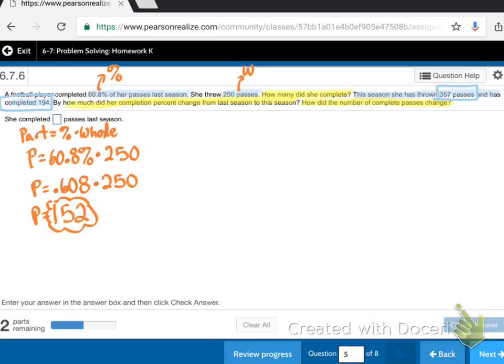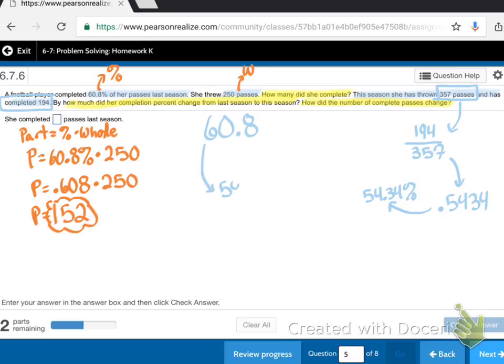All right, the second part says she has thrown 357 passes and has completed 194. How much did her completion percent change from last season to this season? Well, I don't know this season's completion rate, so I have to figure that out. So if she threw 357 and she completed 194, we can find that completion percentage rate by doing 194 over 357. Our part over our whole is our percent. So if you go into your calculator, do 194 divided by 357, or you can do the long division, you get 0.5434. Move the decimal 2 to the right, aka multiply by 100, you get 54.34%.